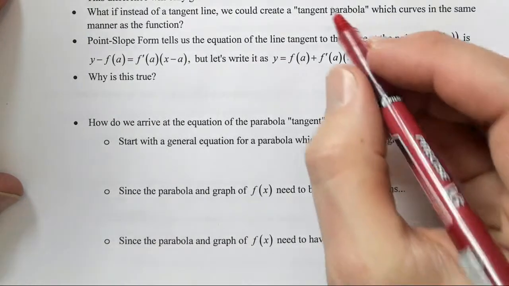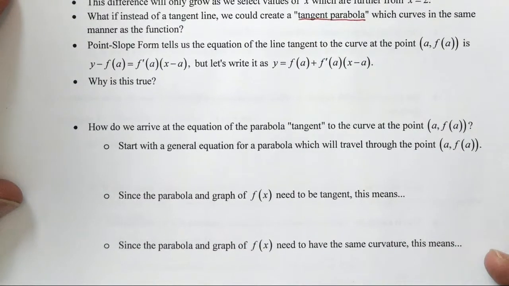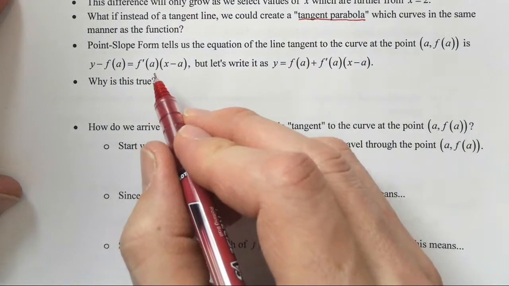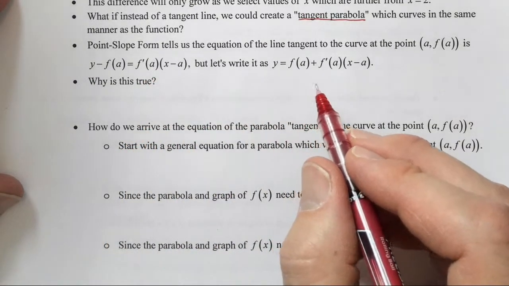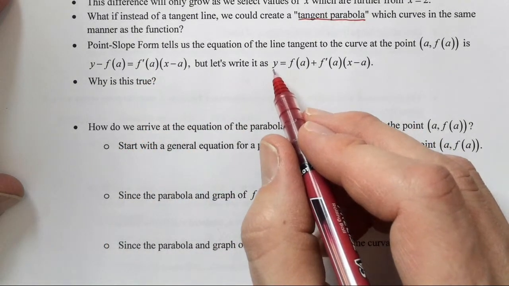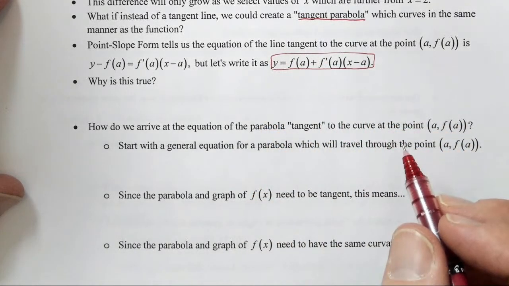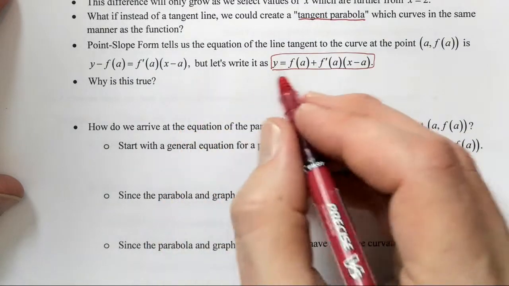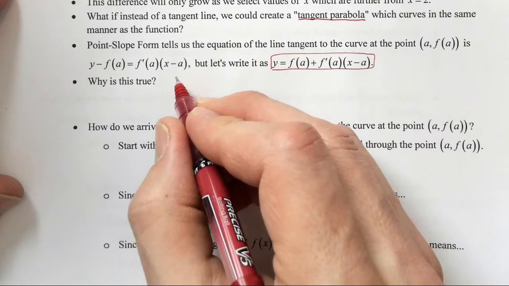So our goal now is to come up with this quote-unquote tangent parabola. In order for us to do that, let's take a quick look back at the point-slope form and the idea of the tangent line. All right, so we had this idea that the tangent line equation is written in this regard. I'm going to morph this ever so slightly and just call it, instead of y, t of x.